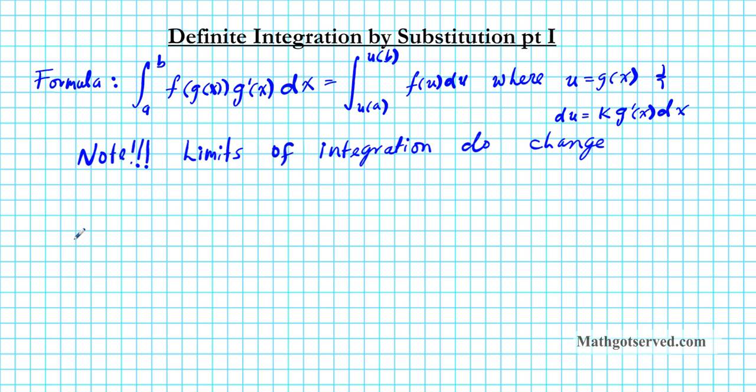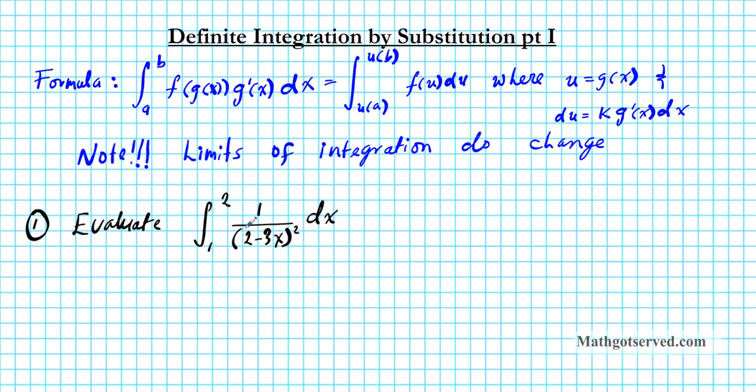All right, let's take a look at the first example. We're going to evaluate the definite integral from 1 to 2 of 1 over the quantity 2 minus 3x squared dx. All right, let's take a look at this problem. Can we evaluate this using substitution?